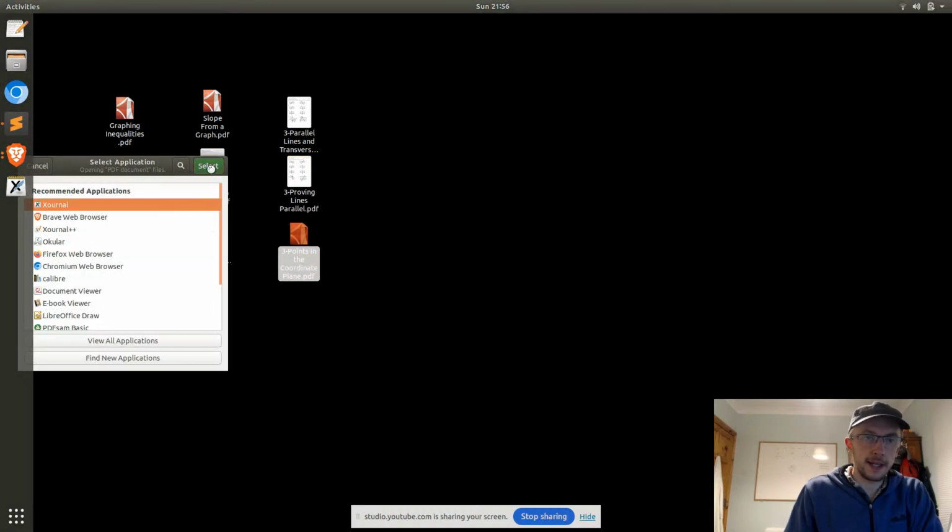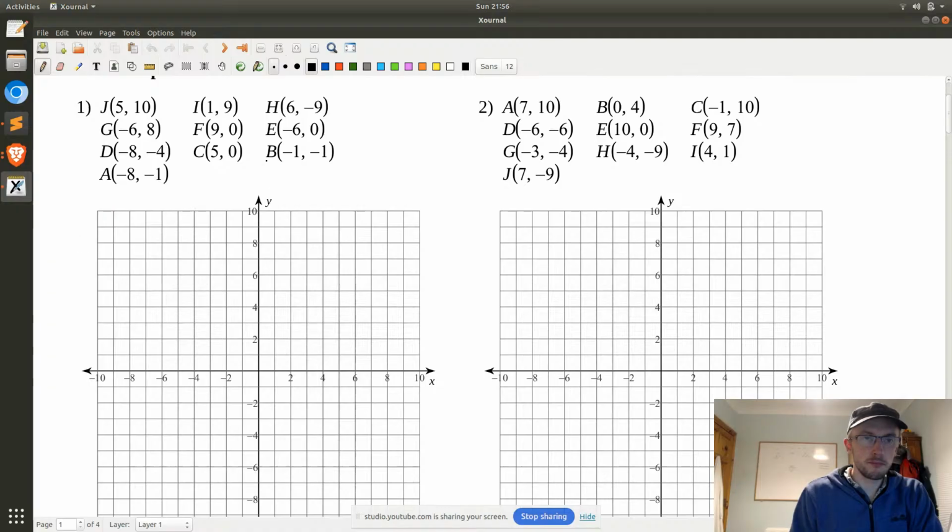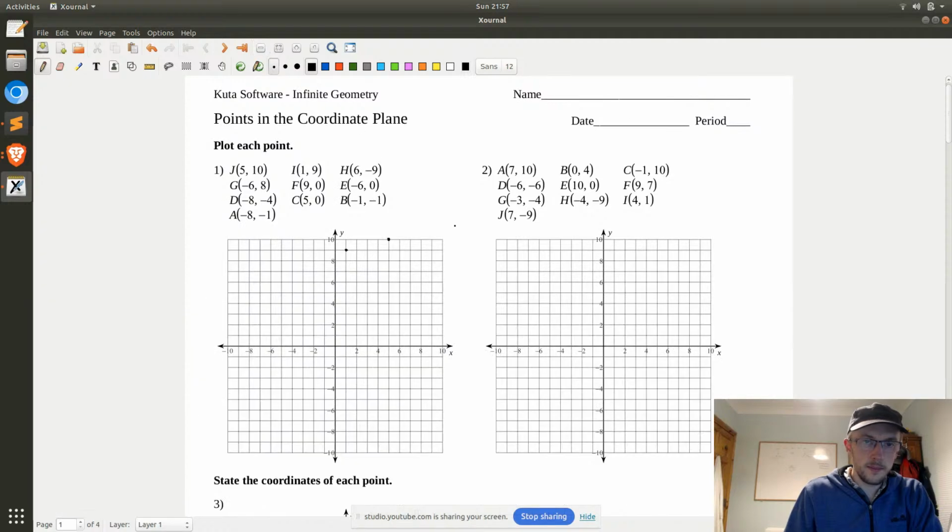Next up, points in the coordinate plane, or the xy plane. 5, 10, 1, 9, 6, -9, 6, -8, 9, 0, -6, 0, -8, -4, 5, 0, -1, -1, -8, -1, done.